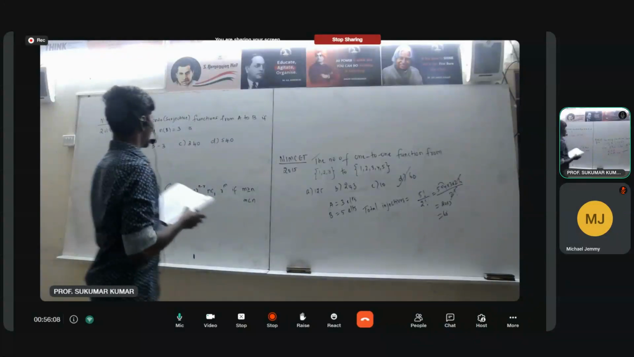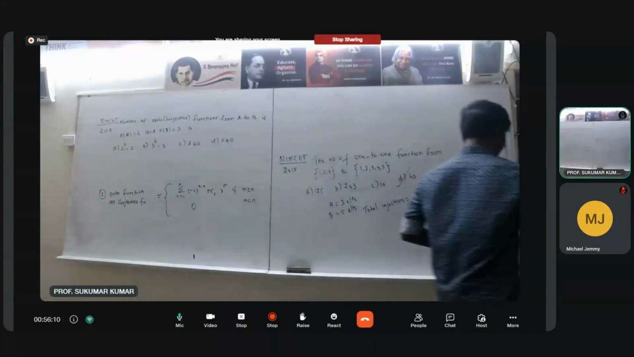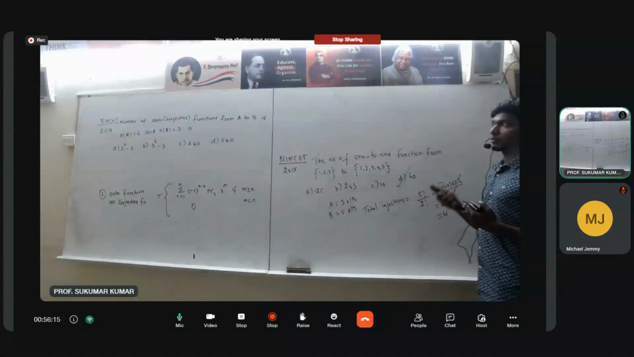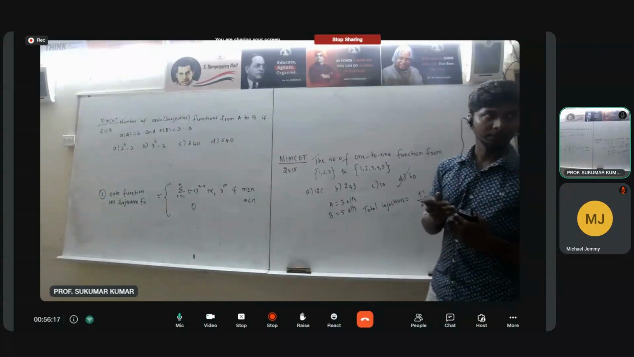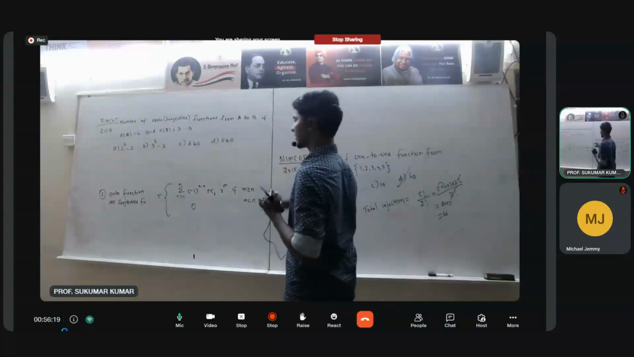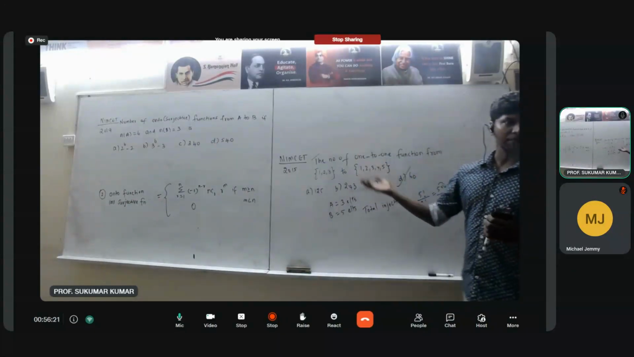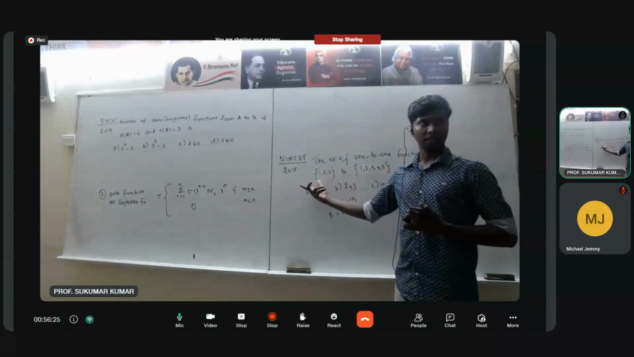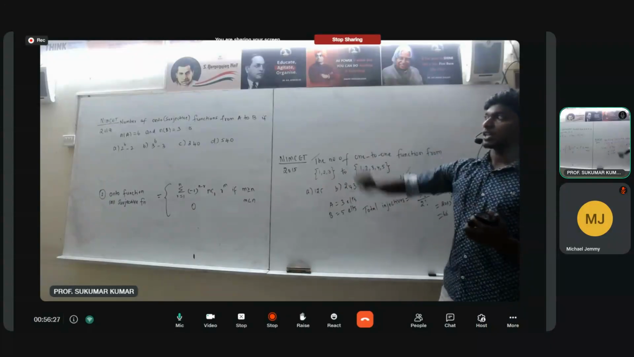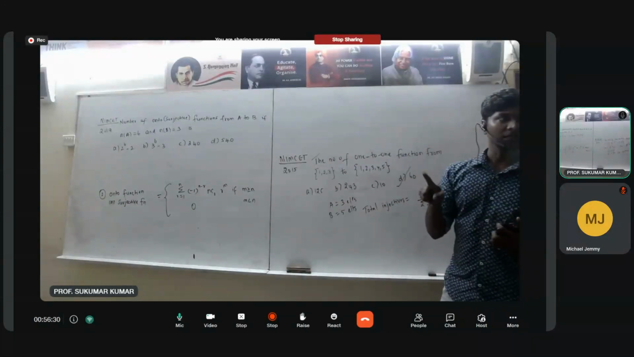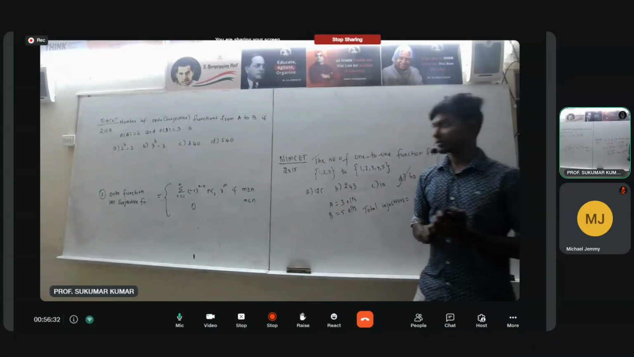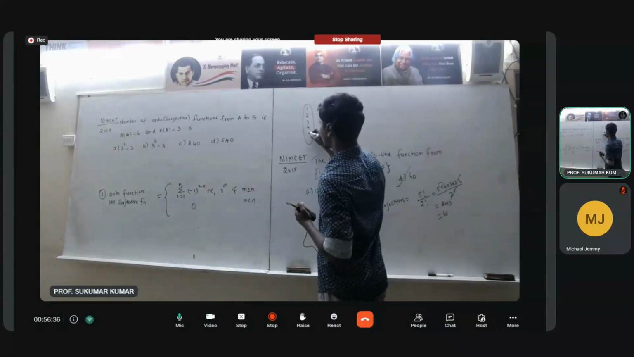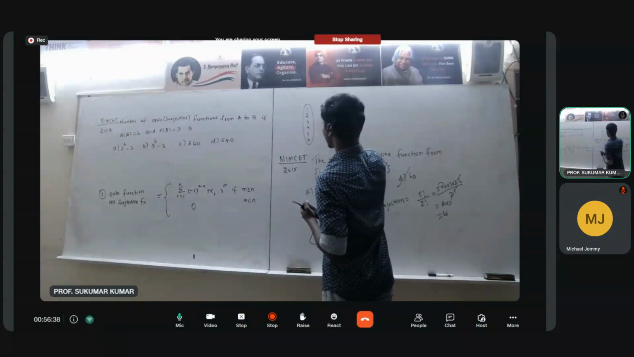Okay, here what they're asking actually is the number of onto functions. They are not giving the elements like what we saw in the previous problem. Here set A has six elements and set B has three elements. For example, 1, 2, 3, 4, 5, 6 and A, B, C.